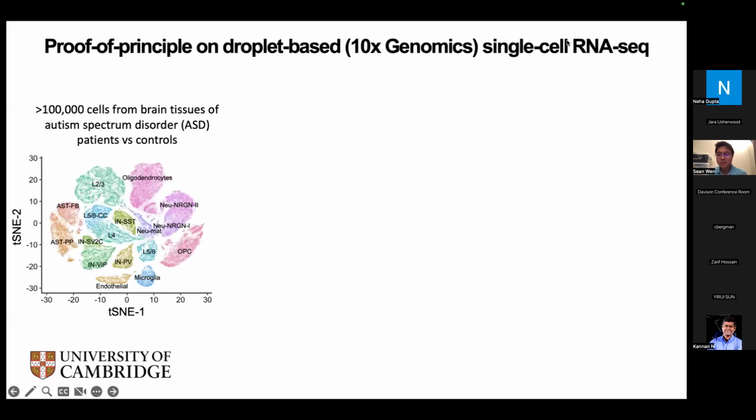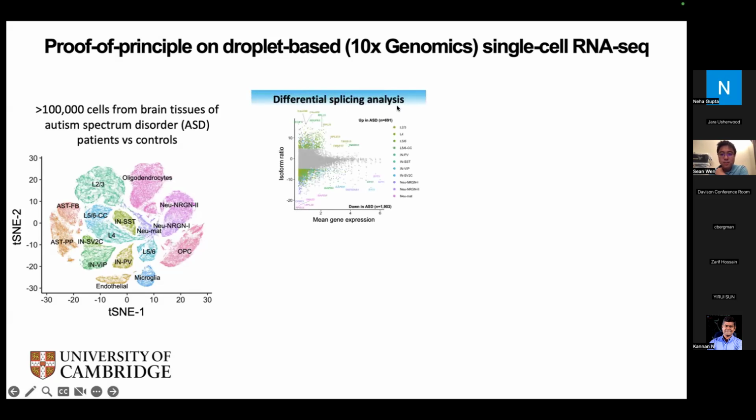So this is the last case study on the application of Marvel on droplet-based single-cell RNA sequencing. Over here, we've analyzed more than 100,000 cells from brain tissues of patients with autism spectrum disorder. And you can see over here nicely laid out are the different cells that you will typically find in an adult brain.